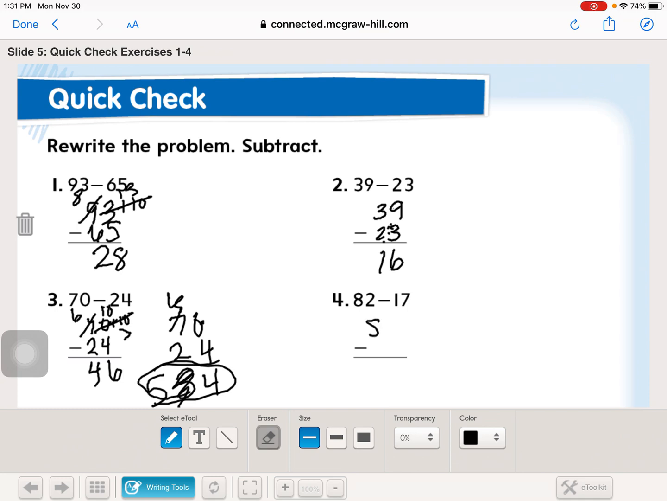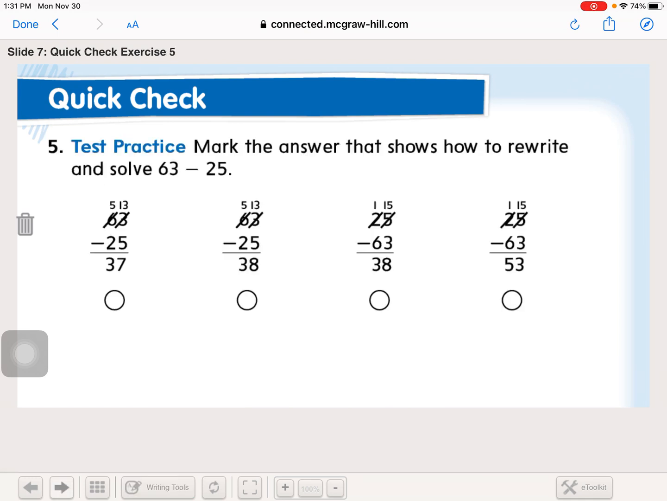All right, and last but not least, hopefully you did this one, 82 minus 17. More on the floor. Go next door and regroup. Take a 10, break a 10. 12 minus 7 is 5. 7 minus 1 is 6.